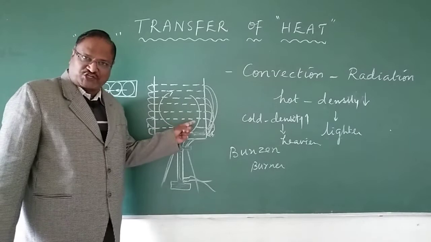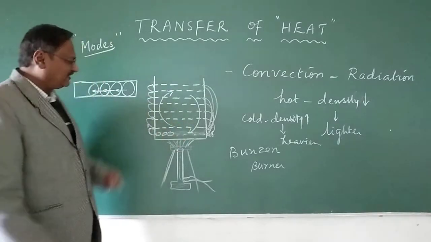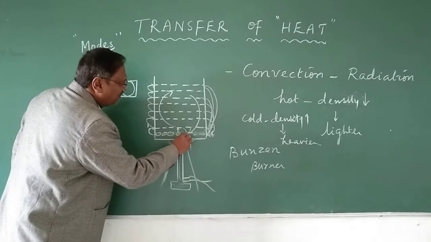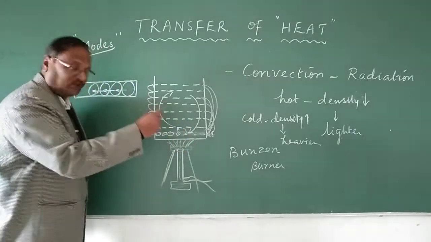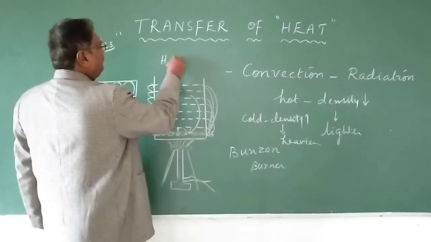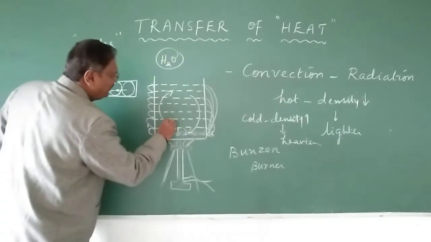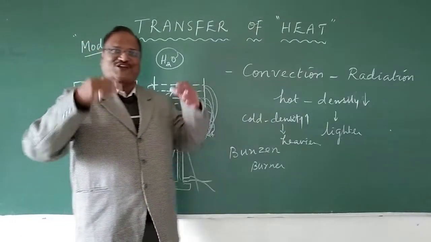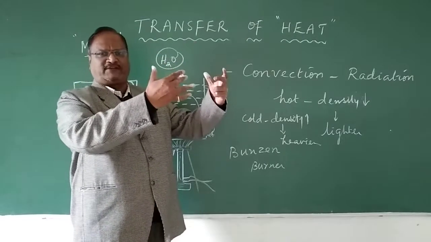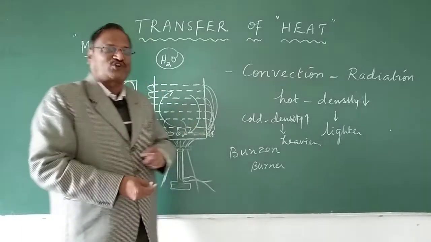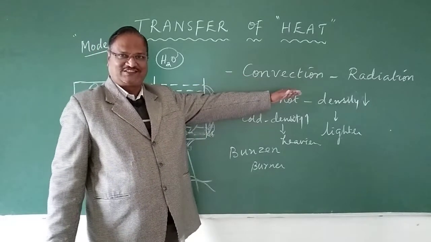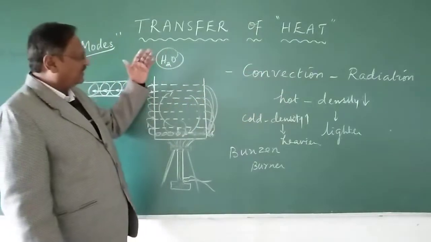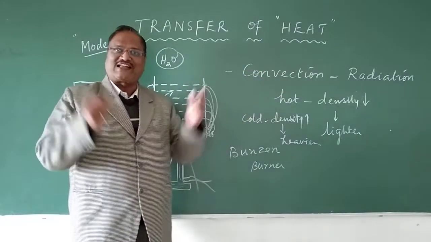But in the convection process, you will find that the atom itself is moving up and the other atom is coming down, or molecules, H2O, water. So the molecules are moving up, the molecules are coming down. Really, the molecules or atoms themselves are moving, and that process is called convection. Convection takes place in liquids as well as in gases.